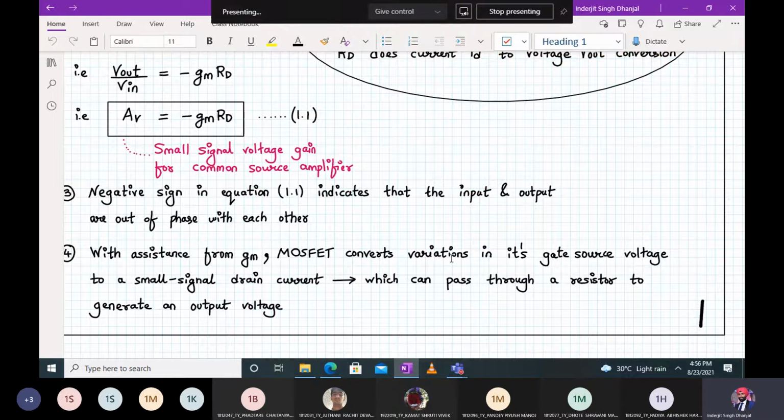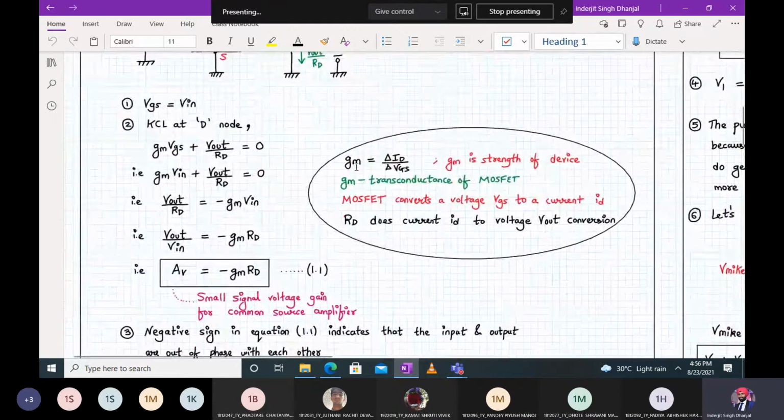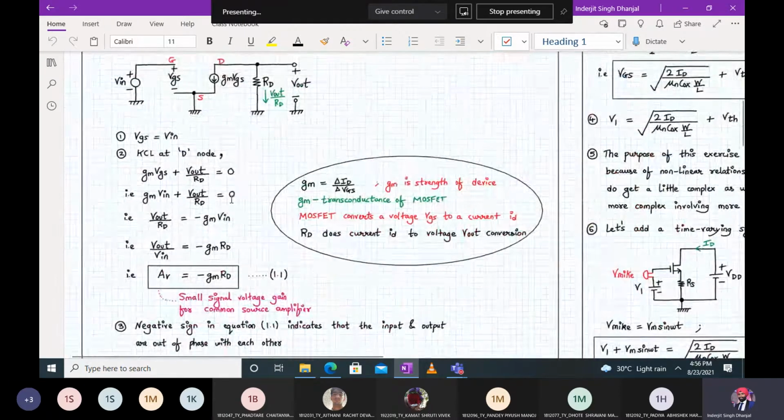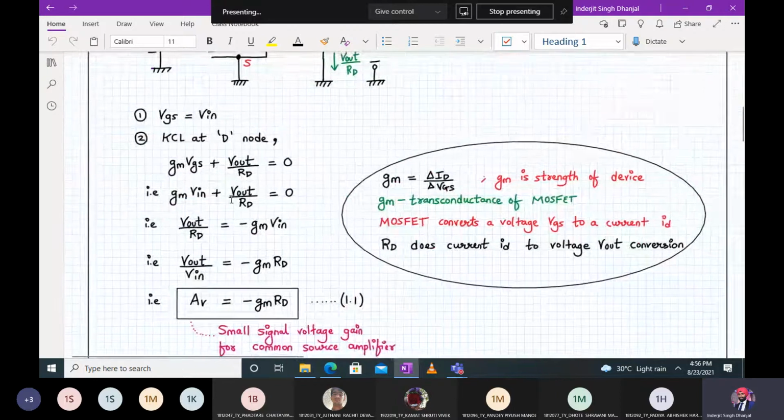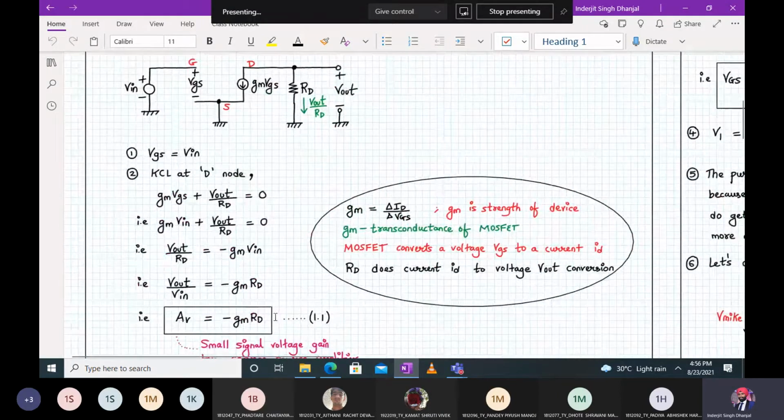small signal drain current. We are talking about only subtle variations, small variations, right? So these variations, when passed through a resistor, generate an output voltage, correct? So this is our derivation for a small signal voltage gain. What you can do is draw the small signal model and note down the formula that small signal voltage gain is given by minus gm times Rd.